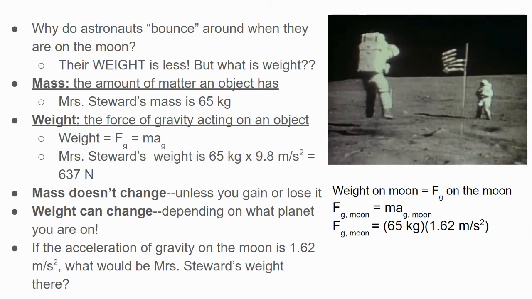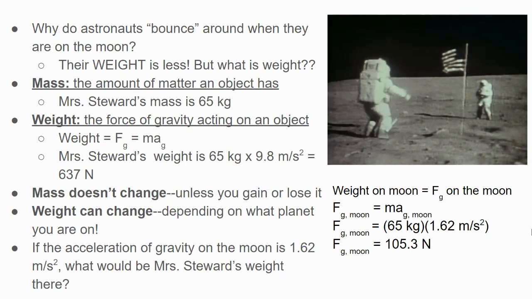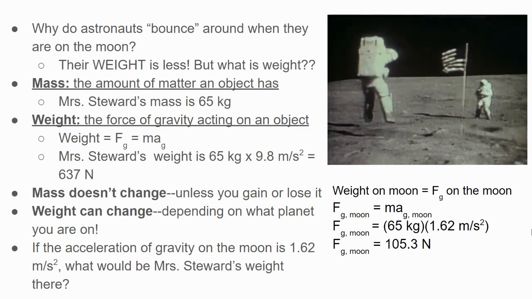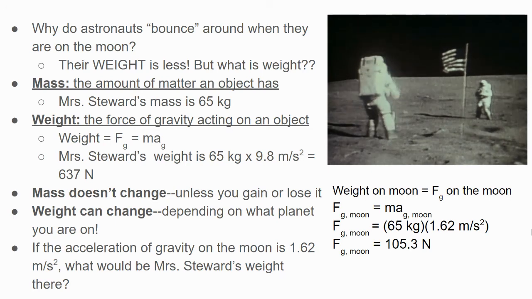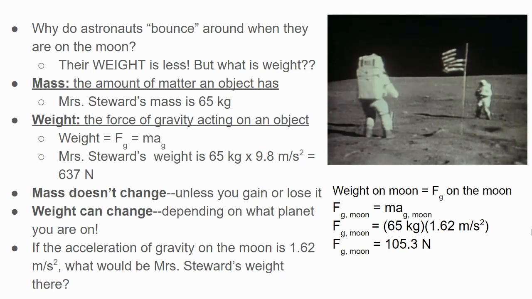So plugging numbers in, I get that the force of gravity on the moon, or my weight on the moon, is equal to my mass, 65 kilograms, times the acceleration of gravity on the moon, which is 1.62 meters per second squared. And we end up getting that my weight on the moon is 105.3 newtons. Notice how much smaller this is than my weight on the Earth, which is why those astronauts look like they're bouncing around. The weight is less on the moon because the acceleration of gravity is less on the moon as well, which is why things actually fall slower on the moon because the acceleration of gravity is lower.